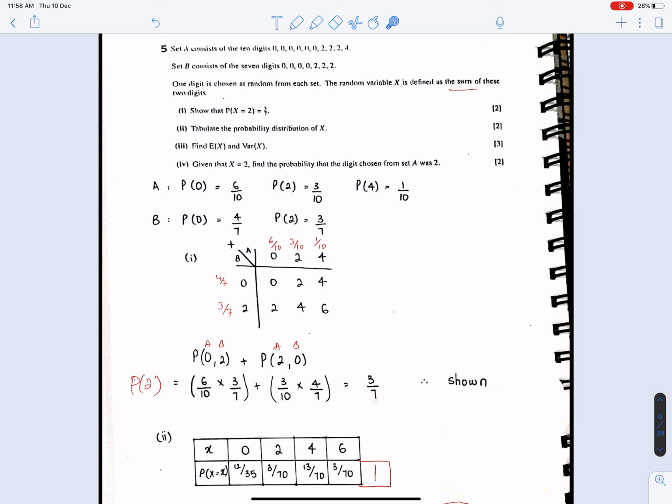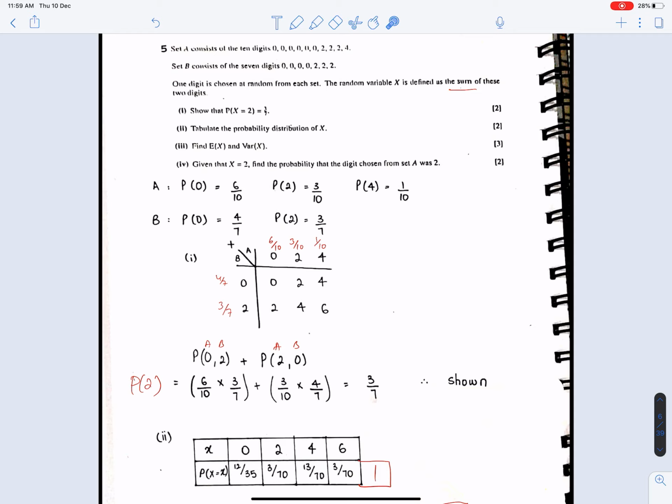We need probability x equal to 2. Here are two 2's. This 2 is from set B and this 2 is from set A. Therefore, the probability of this 2 will be 3 upon 7 times 6 upon 10. And the probability of this 2 is 4 upon 7 times 3 upon 10. And the final answer is 3 upon 7. Shown.